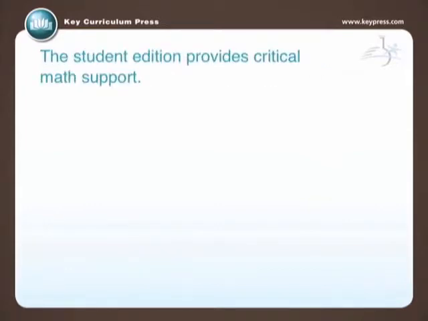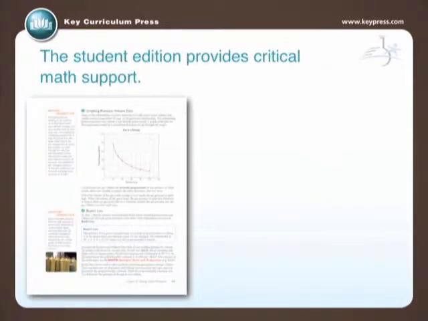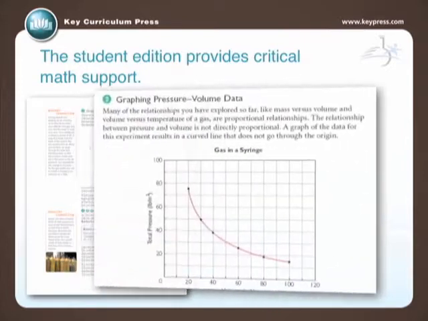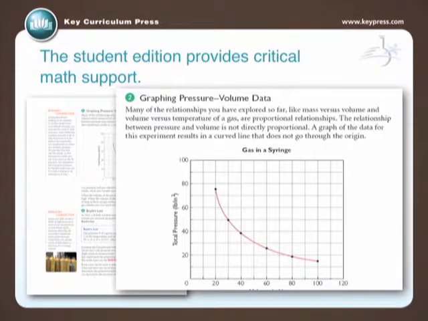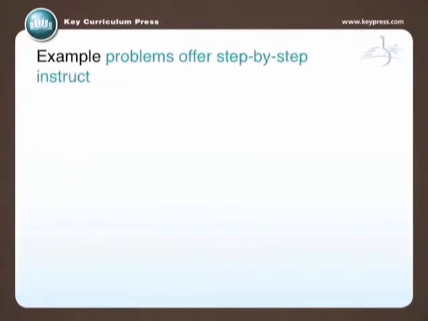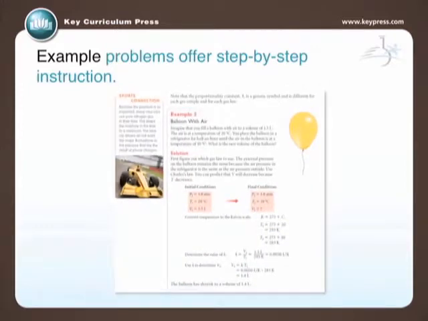We hear from teachers that students often struggle with the mathematics of chemistry. Living by Chemistry gives students all the math support they need to succeed. Whenever possible, mathematical explanations are presented after students have had the chance to experience the concept, analyze data, and draw conclusions based on evidence. Living by Chemistry contains detailed example problems with step-by-step instruction.